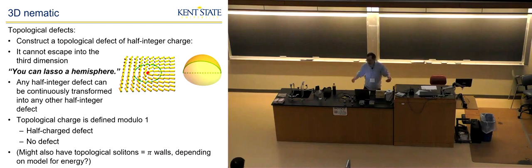So you either have nothing or you have a half integer defect. And that is what is observed in 3D nematic liquid crystals. You see half-integer defects, and there's no topological statement of are they plus half-integer or minus half-integer, because you could gradually change one form into the other form. So it is just abstract, half-integer, plus or minus, versus nothing.